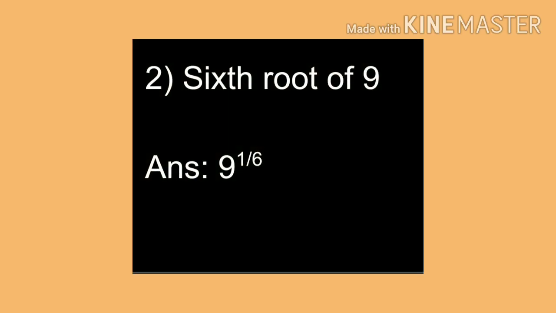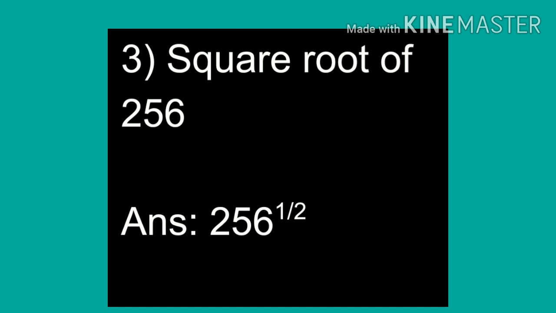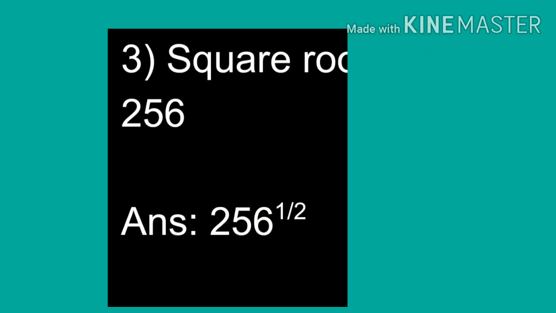Question number 2, sixth root of 9. Here, children, 9 is the base number and sixth root is the index. So the answer will be, children, 9 raised to 1 upon 6. Question number 3. Square root of 256. 256 is the base number and square root is the index. So the answer will be 256 raised to 1 upon 2.